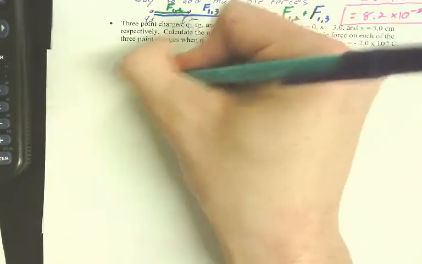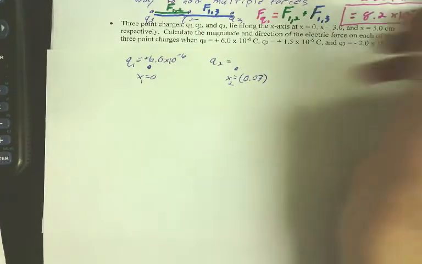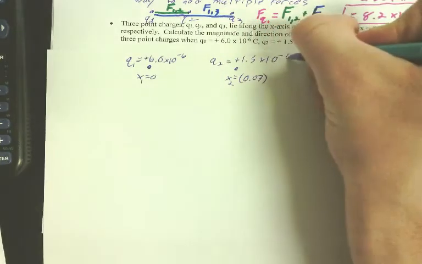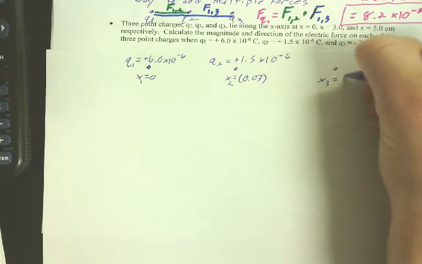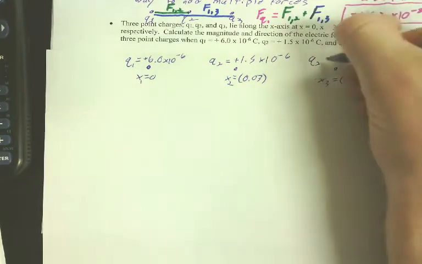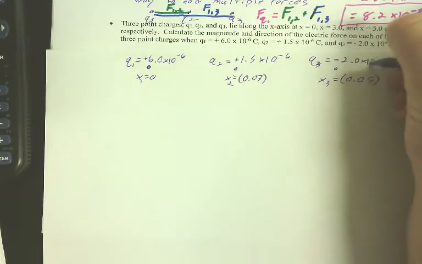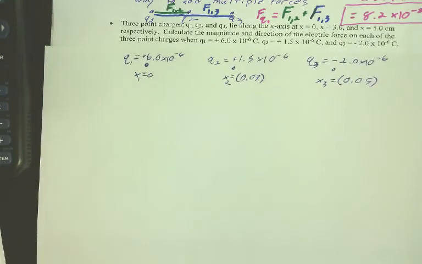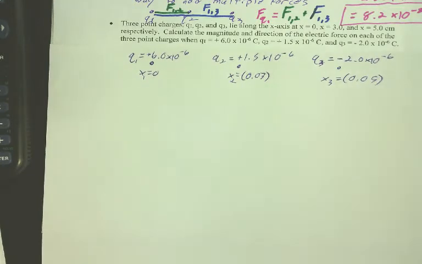And so this is x1, x2, and this is Q2. Q2 has a value of positive 1.5 times 10 to the negative 6th. And here is, lastly, x3, which is at 0.05. And that has a value, Q3, negative 2 times 10 to the negative 6th. Okay, the first thing we need to do is find the force on Q1.